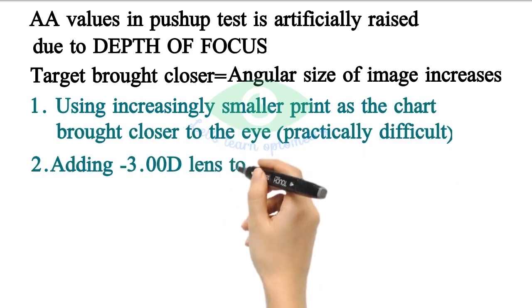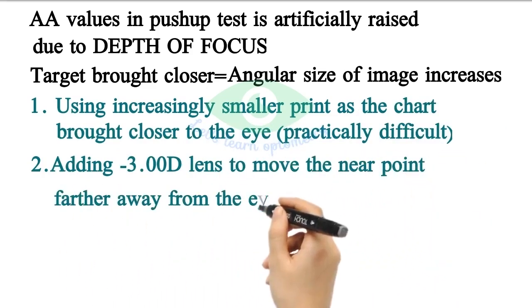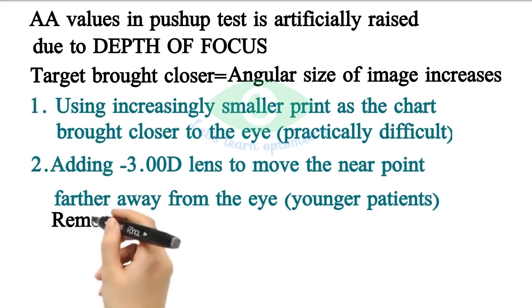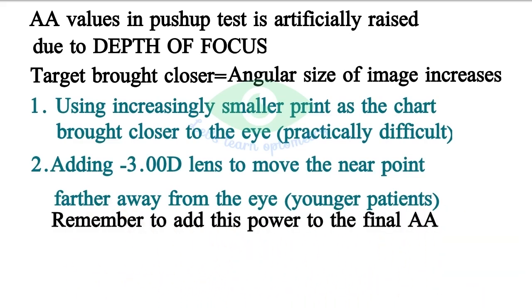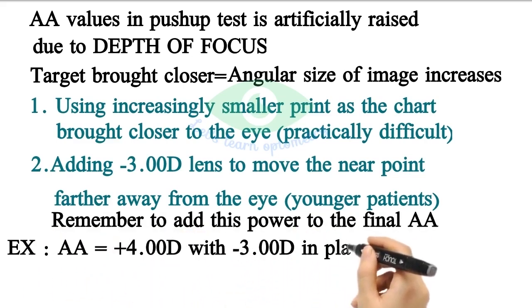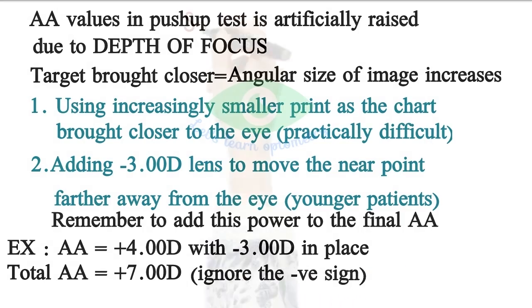Another method is adding a minus 3 diopter lens to move the near point farther away from the patient. This method is particularly helpful in younger patients. We need to add this power to the final amplitude of accommodation. For example, the amplitude of accommodation measured was plus 4 diopters with minus 3 diopter in place. So, the total amplitude of accommodation is plus 7 diopters.